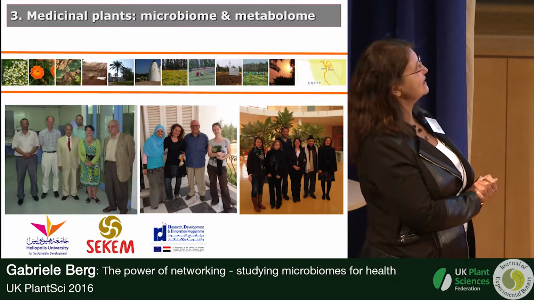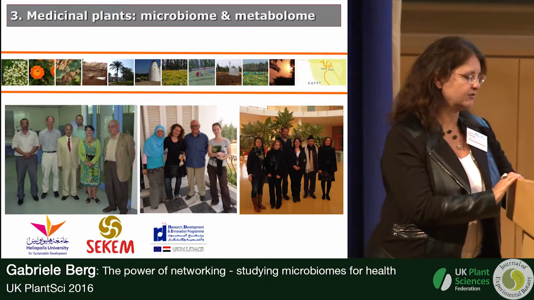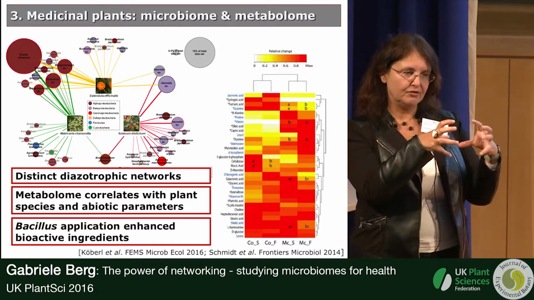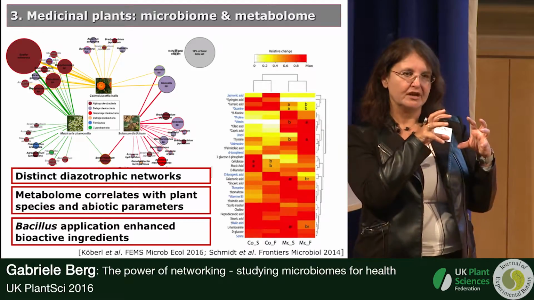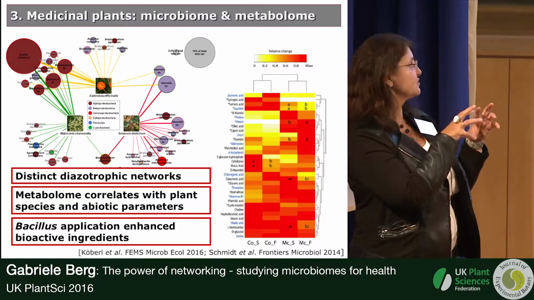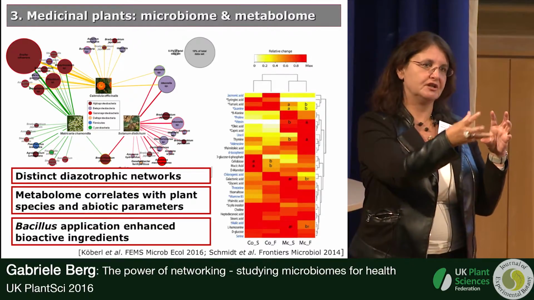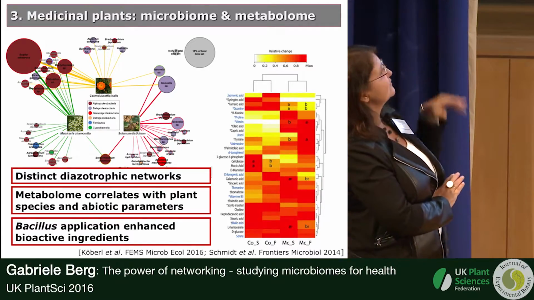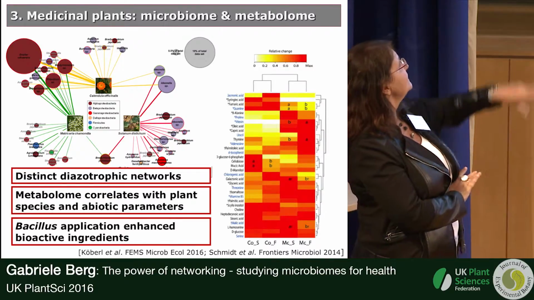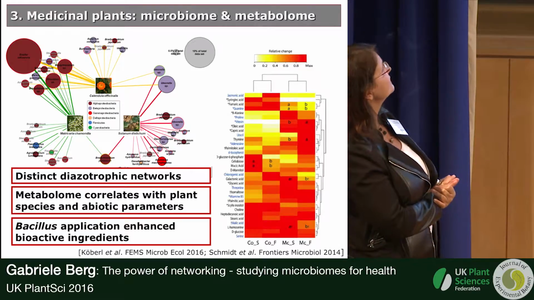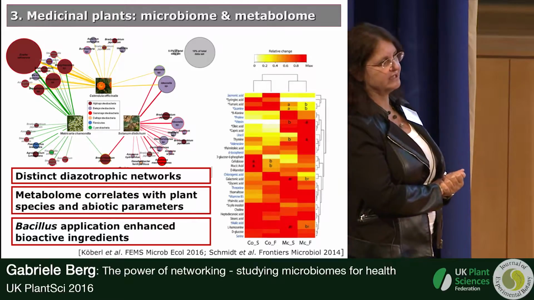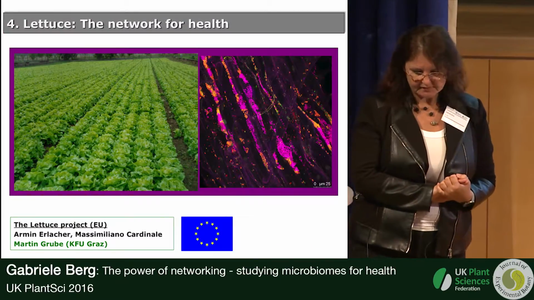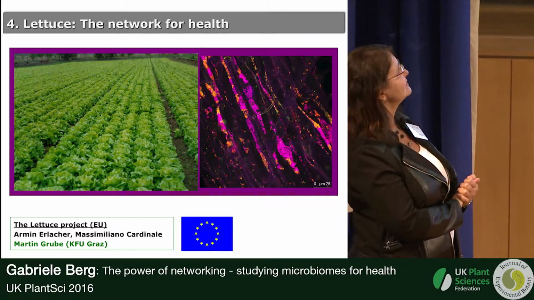And here we studied the interaction of the metabolome and the microbiome. And we found that there is an interaction between the microbiome and the metabolome, and in this case we could also really isolate several strains which are able to change the metabolome of the medicinal plants, and which could enhance the bioactive ingredients. So we have done a lot of studies at this site, and here again we found, for the three medicinal plants which we studied, calendula, chamomile and solanum, also very distinct networks for the plants, for the diazotrophs.